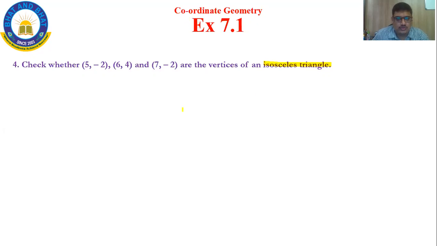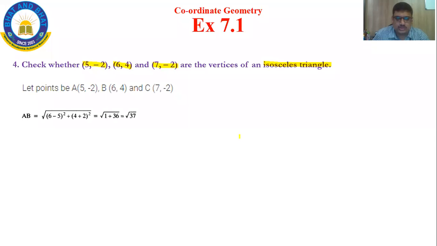Yes. So first find out. Correct. So I am making this point as point A, this as my point B, and this as my point C. So find out what is AB. And you should not just tell me what it is, you should find out. So what is AB? And you should tell me which two sides are equal.